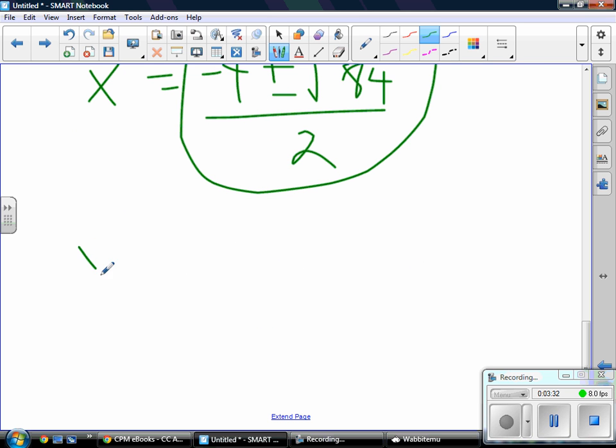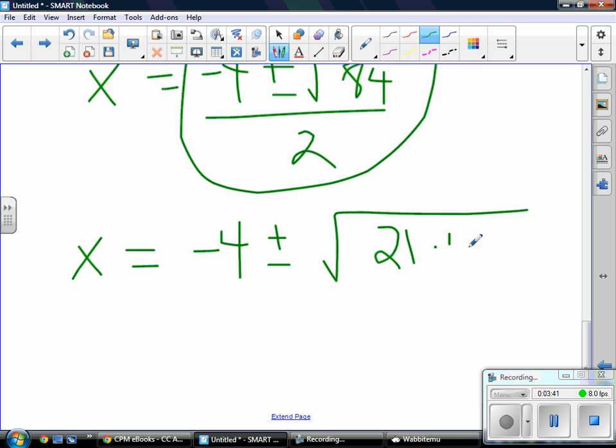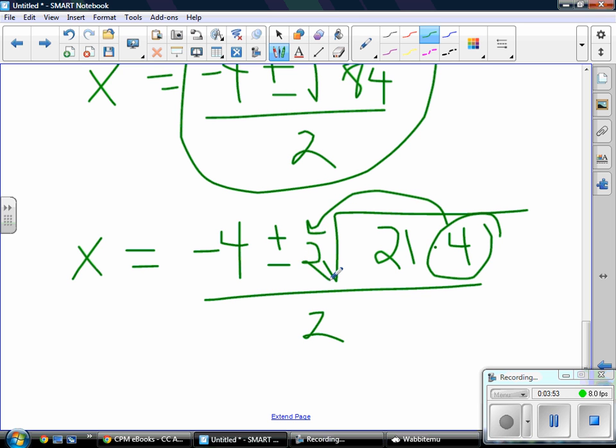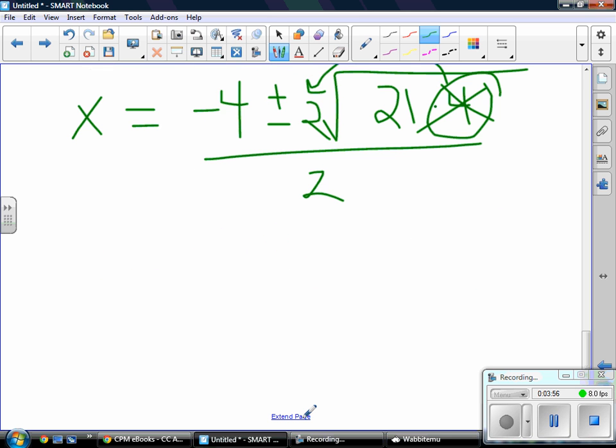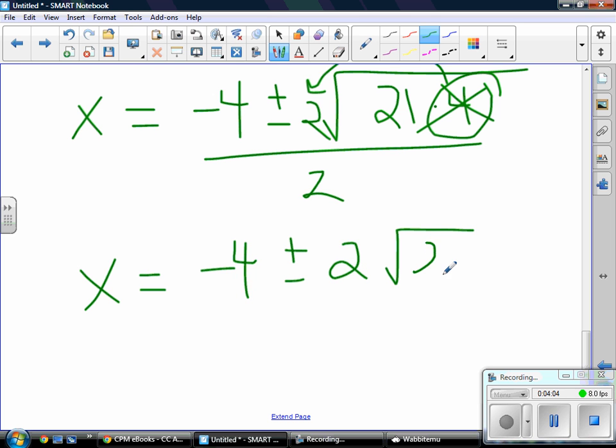So not quite done yet. I want to simplify that radical sign. So I know 84 can really be 21 times 4. Okay? So I'm trying to simplify that radical. And I know the square root of 4 is worth 2. So I'm going to pull that out and put it here. So now I no longer have that inside my square root. So I really have x equals, I'm finding my x-intercepts, negative 4 plus or minus that 2 times the square root of 21 divided by 2. So now I can simplify it. I can get rid of that denominator. This will become a 2, this is gone, and this is gone.